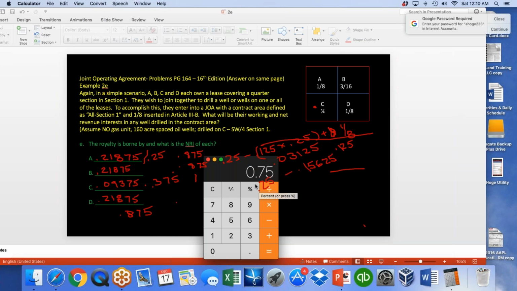The whole point of this is you need to be really careful when you're inserting your fraction here, because the bottom line is when you divide the net revenue interest by the working interest, that's going to be your effective net revenue interest, or the profit. They're getting 87%, 87%, 37%, 87%. And that is the answer to problem 2E.